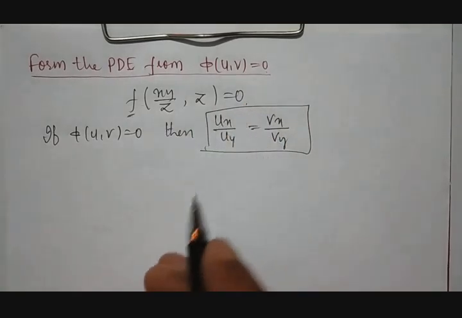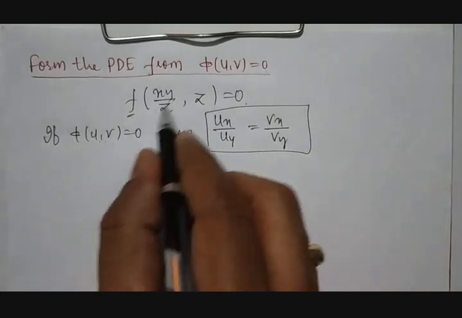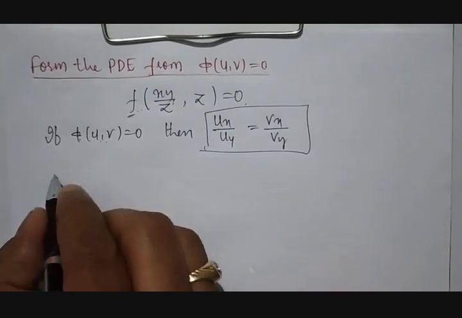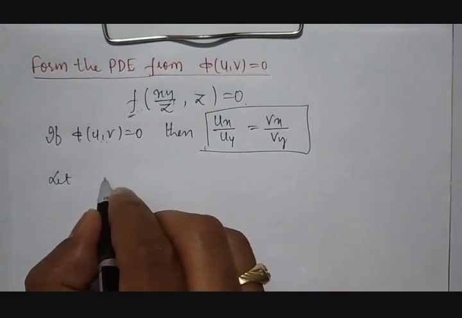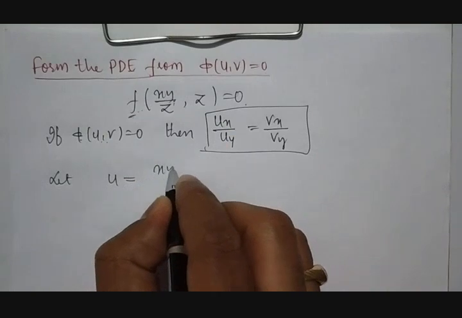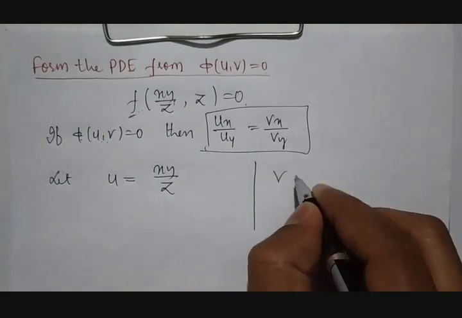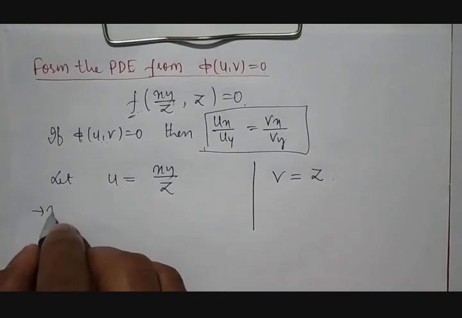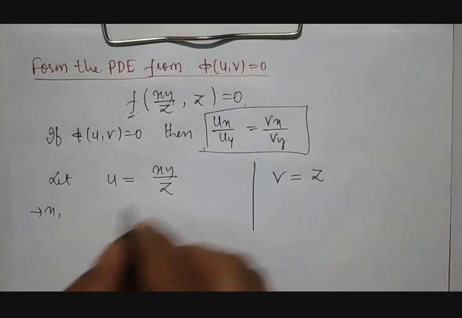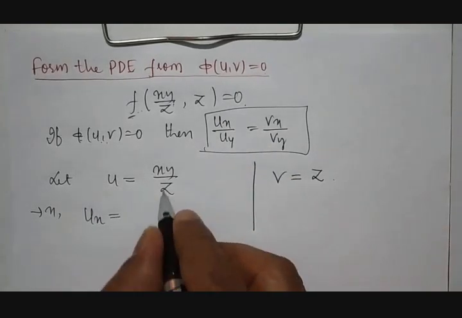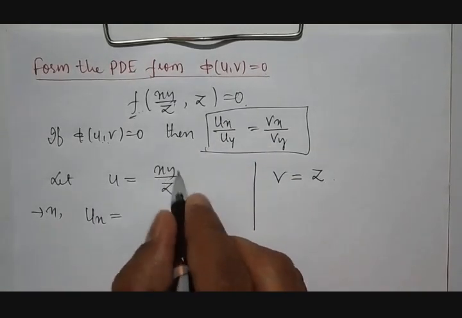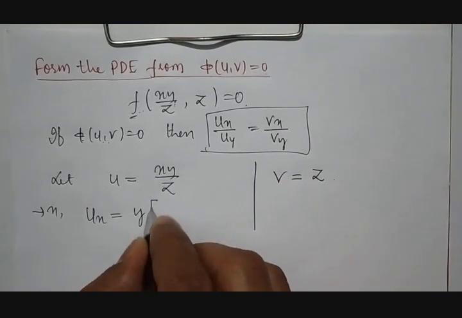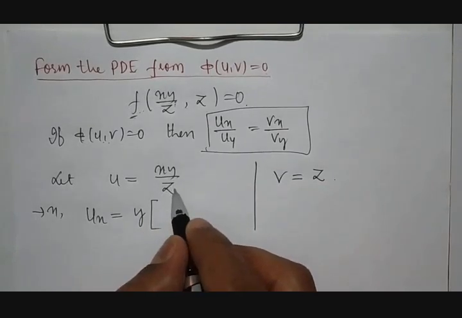Then what is u, what is v? If we compare these two results, we come to know that instead of phi, f is there, but it's a function of u and v. So let us take u is equal to xy by z and v is equal to z. Then differentiate this with respect to x to get ux. When we are differentiating with respect to x, automatically y will be constant. I'll keep it out. Then it becomes x by z.